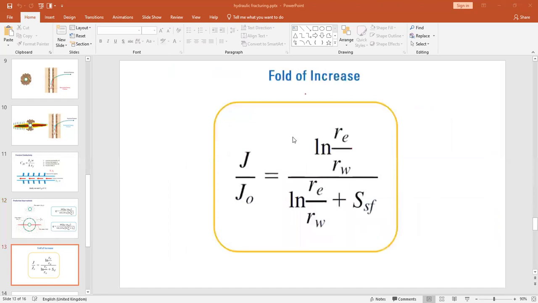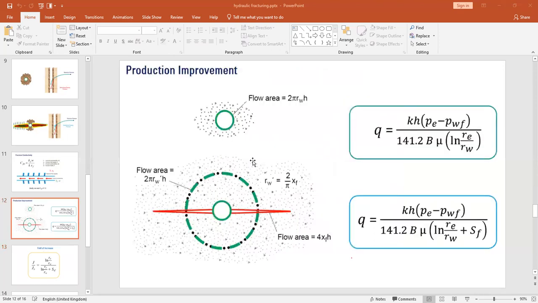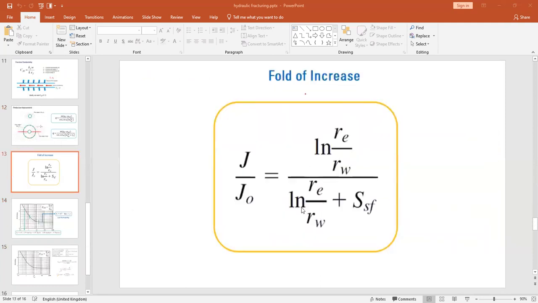We can also calculate what we call the fold of increase by taking the productivity index. Productivity index is flow rate per change in pressure. I think I explained it very well also in that video exercise. So I take the productivity index, J, of the fracture case divided by the productivity index of the natural case. If I take it like that, I have this particular relation, which we call the fold of increase.